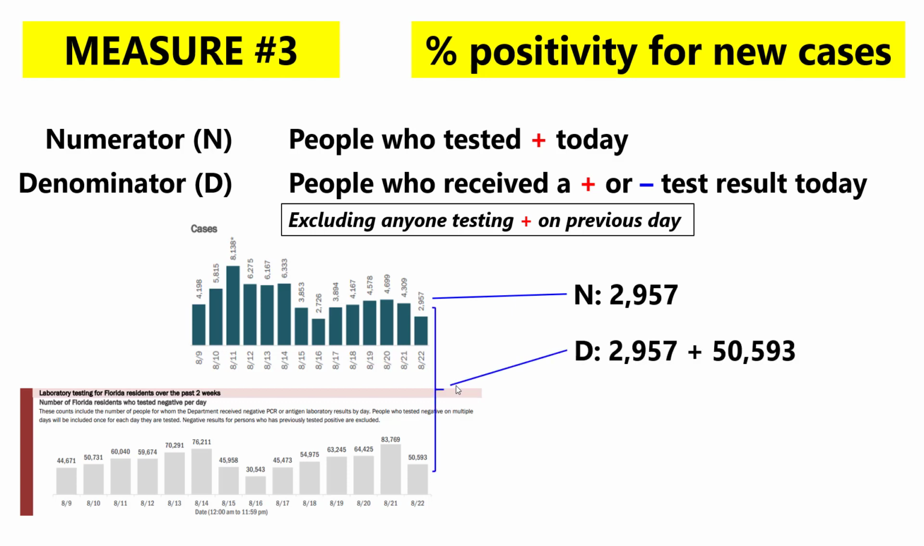The denominator is, of course, the total people who were tested who never tested positive. That's the 2,957 plus the 50,593. And so then you just divide numerator by denominator, and you get the 5.52% rate that the Florida Department of Health also reports in a section just below this. So again, pretty straightforward, but this is where the numbers come from.